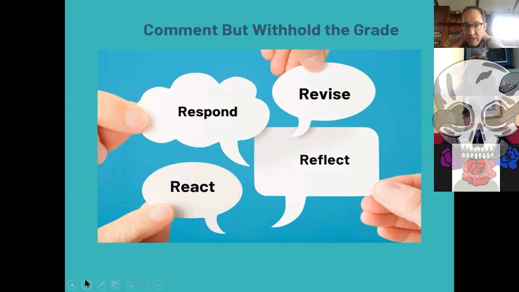So sometimes, early in the academic year, with the first papers, I feel I have to go the traditional route just because that's what they're indoctrinated to do. And yeah, do that, but withhold the grade.